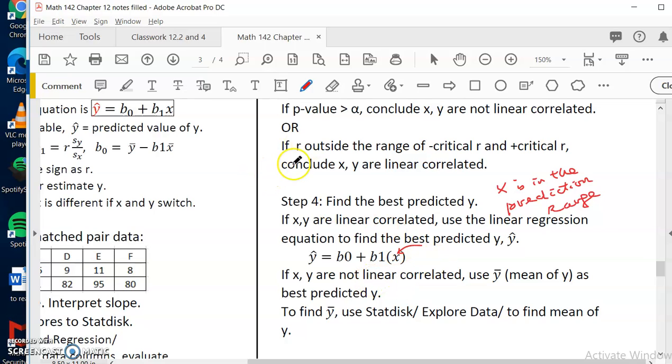Now, in case your p-value is greater than alpha, that means there's no linear correlation. So if X, Y are not linearly related, then what do I use to predict? Do not use the line. Use Y bar, the mean of Y, as the predicted value of Y. If you do not have Y bar, you can use Statistics, Explore data to find the mean of Y.